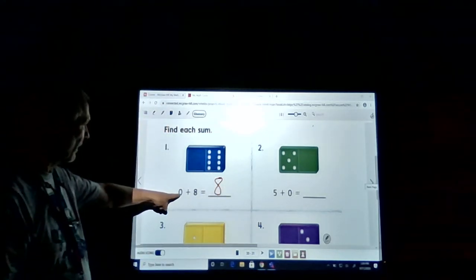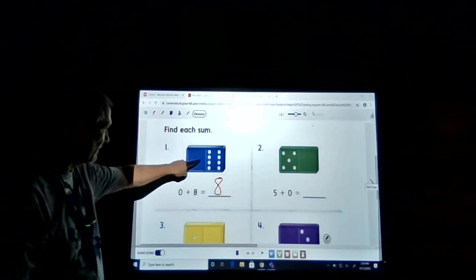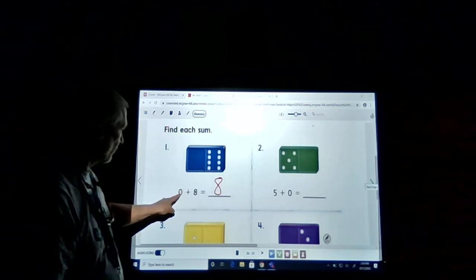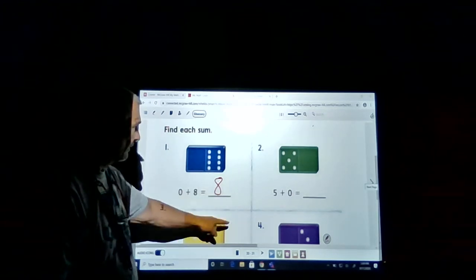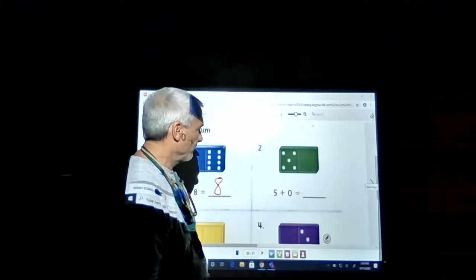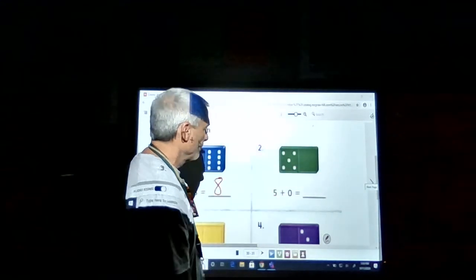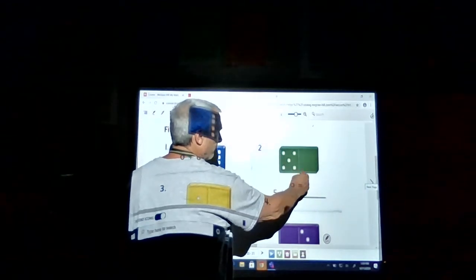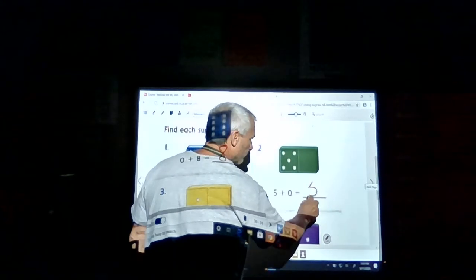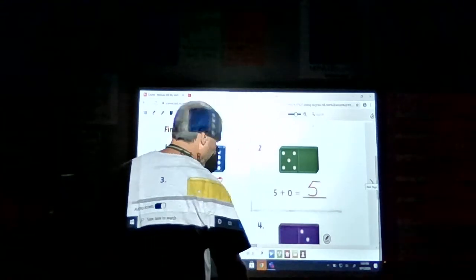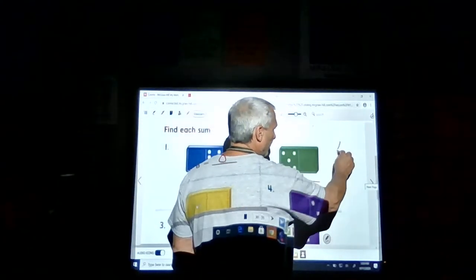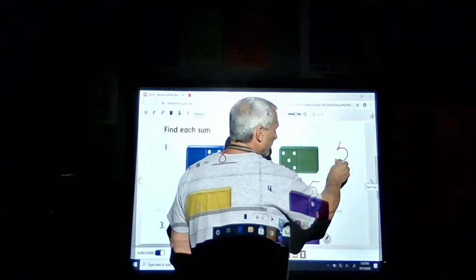Because when you have 0, there aren't any dots. It's the same as none. None plus 8. 0 plus 8 is 8. How about number 2? 5 plus, there aren't any on this side. No dots on that part. So this part has 5, this part has none. 5 plus 0 equals, you know, it's 5. That's another really important number to practice. Down, loop, and then put the tail on.